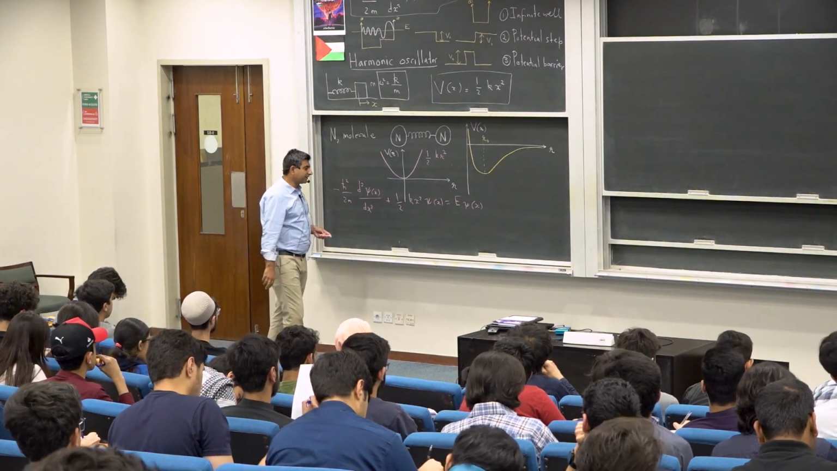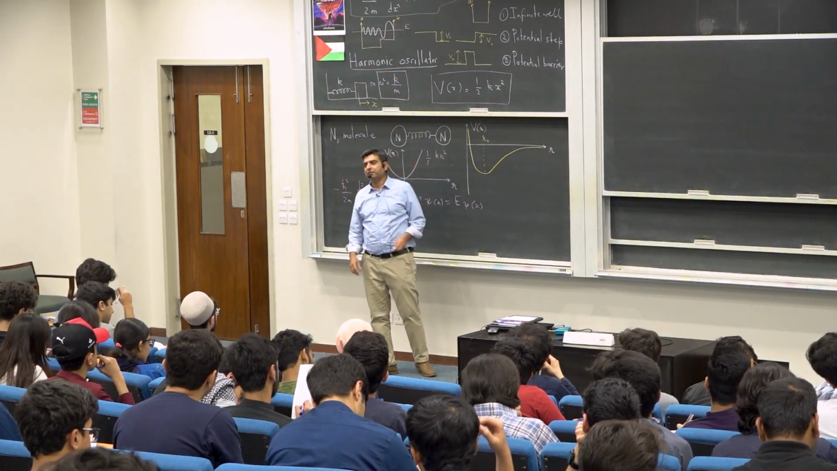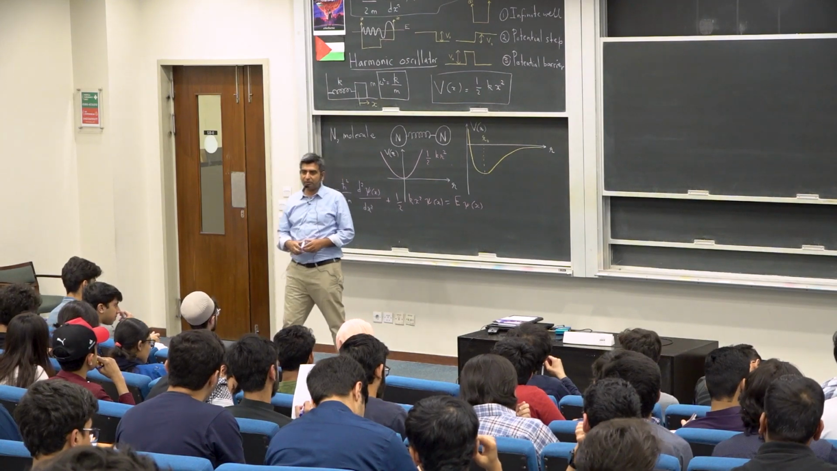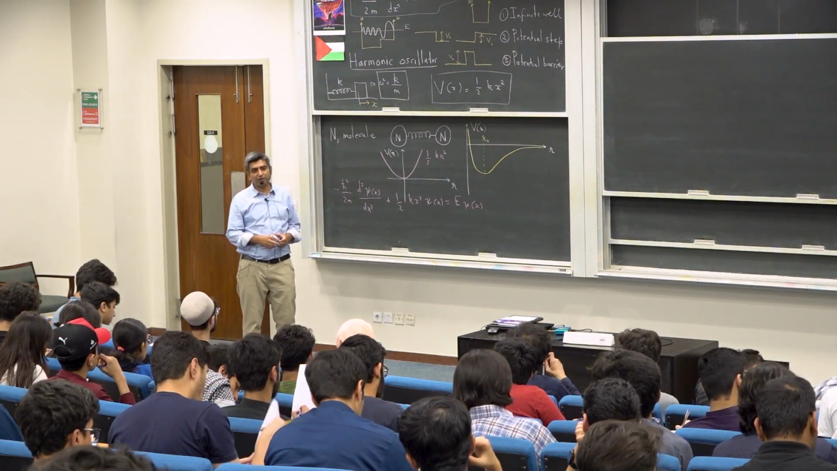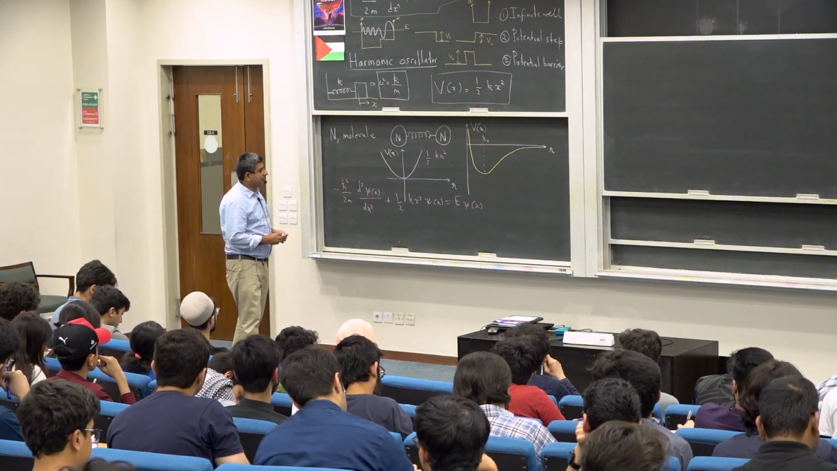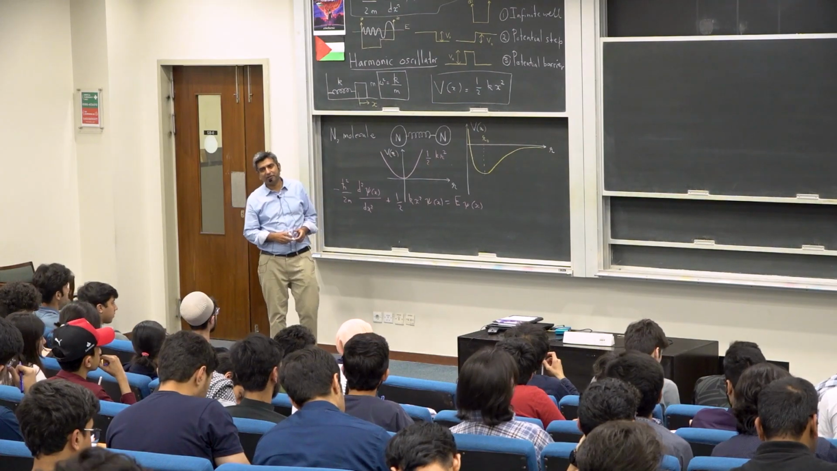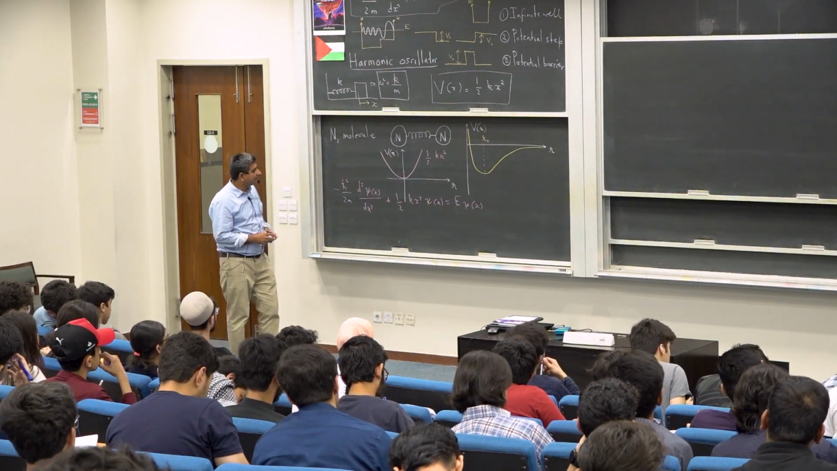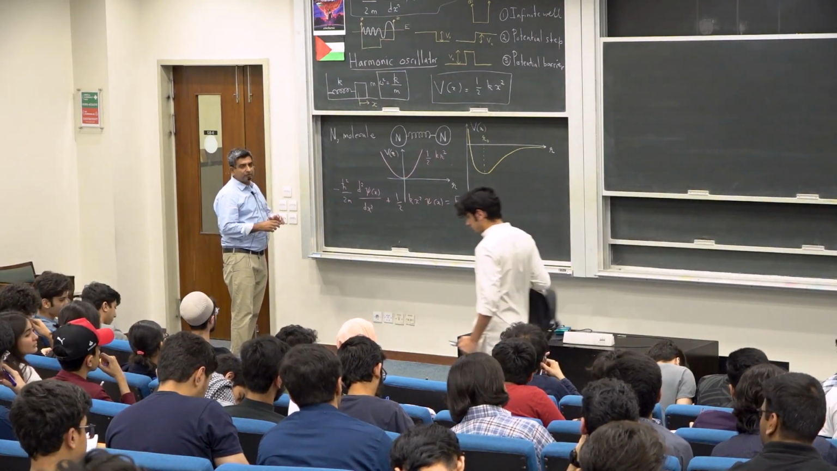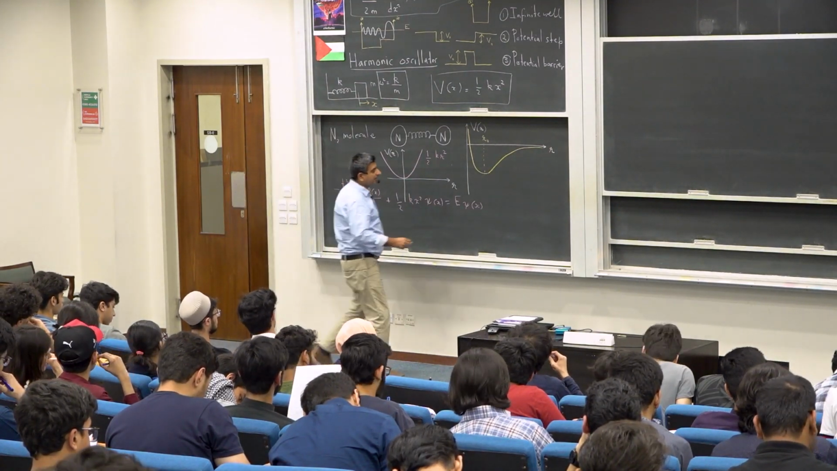Now solving this differential equation is slightly more complicated. You can look up any textbook on quantum mechanics to solve it. I will not do it for you because it's slightly involved and it's long. It's going to take up all the time that I have in front of me. So you solve this equation and you get what are called Hermite polynomials.